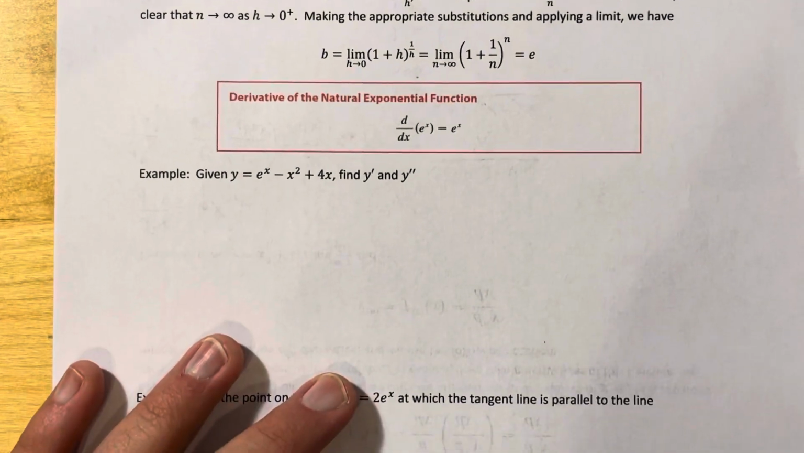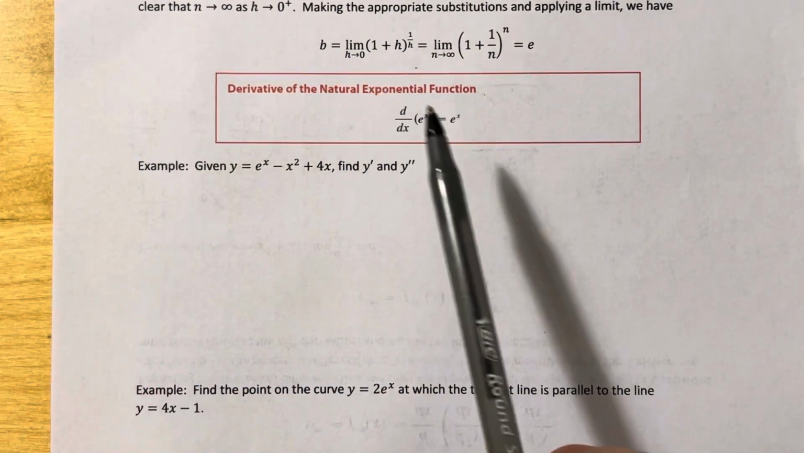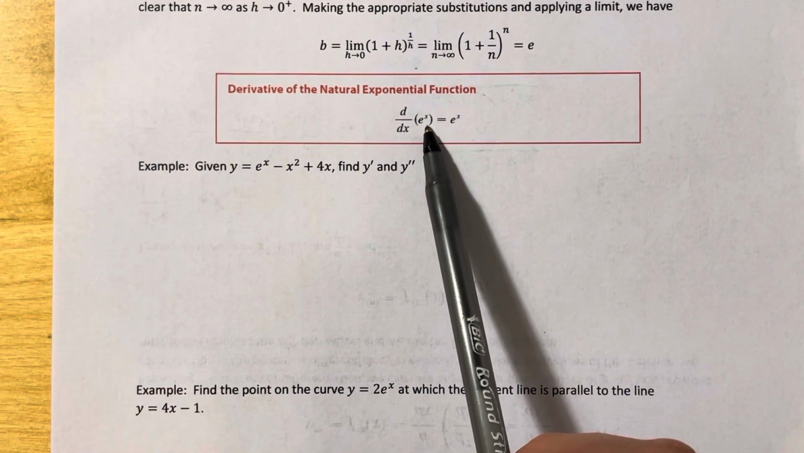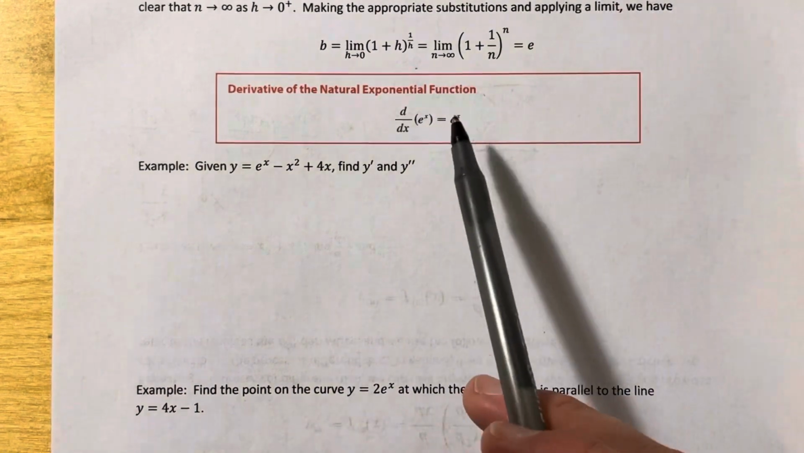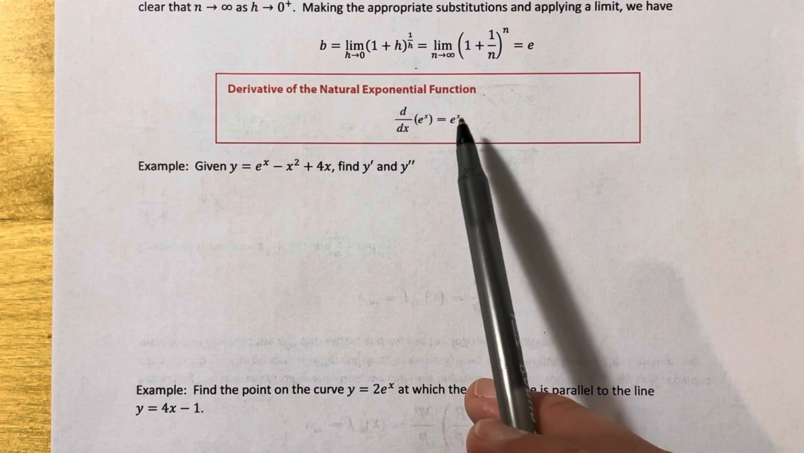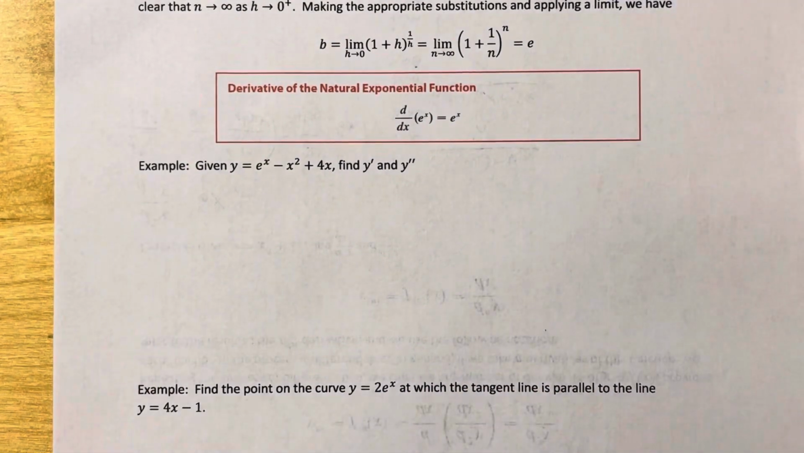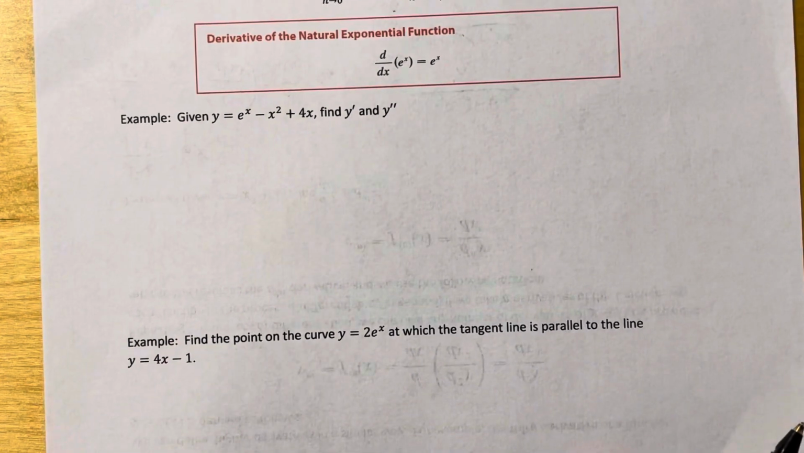Putting all of that discussion together, what this means is that the derivative of the exponential function, or sometimes it's called the natural exponential function, e to the x, is itself. It's its own derivative. Okay? So now we're going to do a couple of examples before we wrap things up.